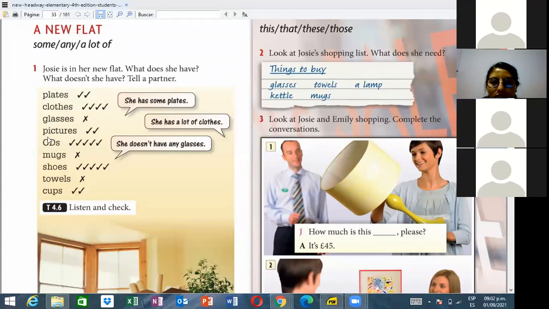What about pictures? Please, students, what about pictures? Tell me the sentence. She has some pictures. Some pictures. What about CDs? She has a lot of CDs. Very good.